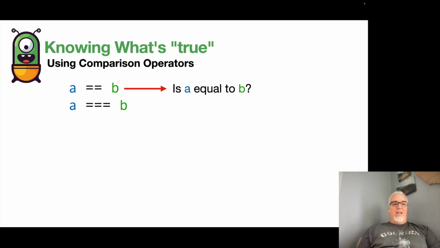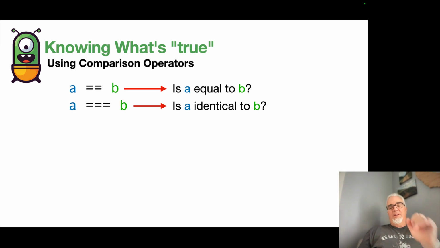If we have three equal signs, then it's sort of like asking, is A equal to B? But in this case, we're saying, is A identical to B? And so an example of the difference between these two is if A is the string containing the digit 5 and B is an integer equal to 5, then A equal to B is true. However, A identical to B is false. So that's sort of the difference between the two.